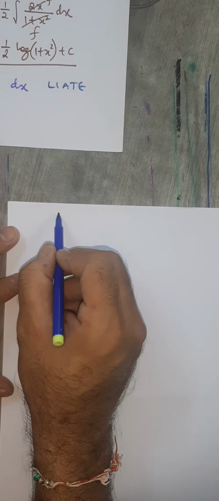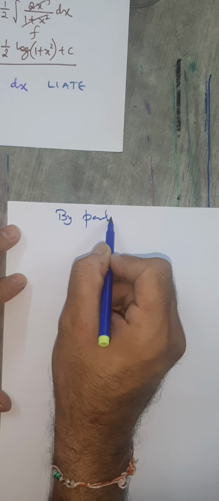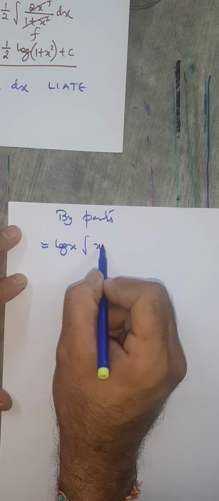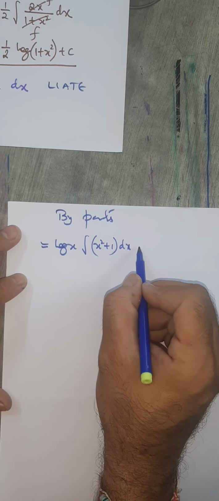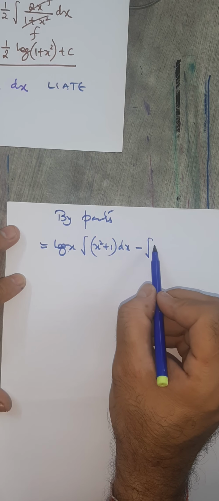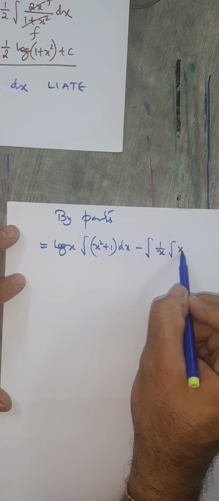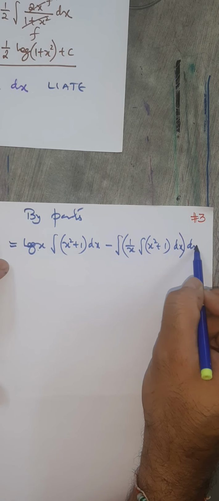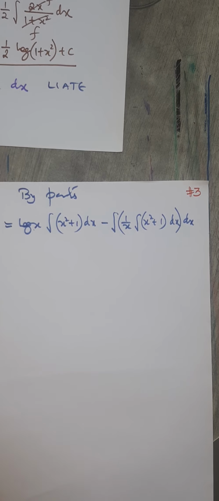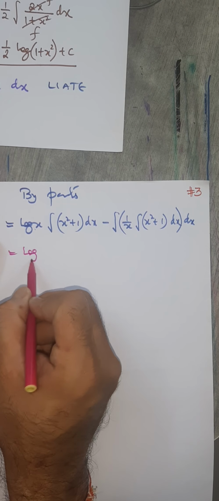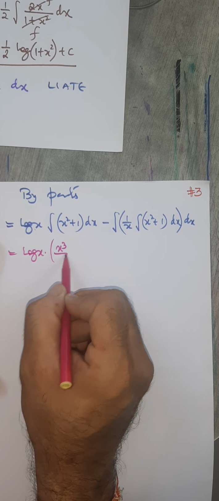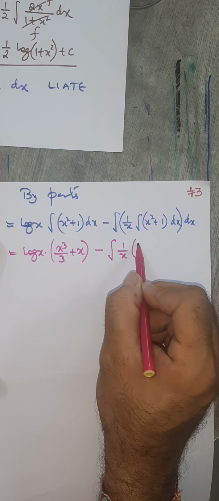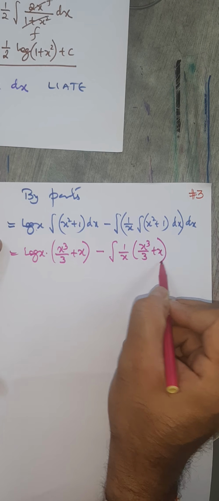If I use integration by parts, so by parts I'm integrating here. Log x outside, integral of x square plus 1, minus inside the integral differentiation of u, that is 1 upon x into integral of x square plus 1, and then whole dx. This is what integration by parts is. Now you are clear with this. Okay, so this is log x into what's the integral of this? X cube by 3 plus x, minus here 1 upon x as it is, this is x cube by 3 plus x and then dx.